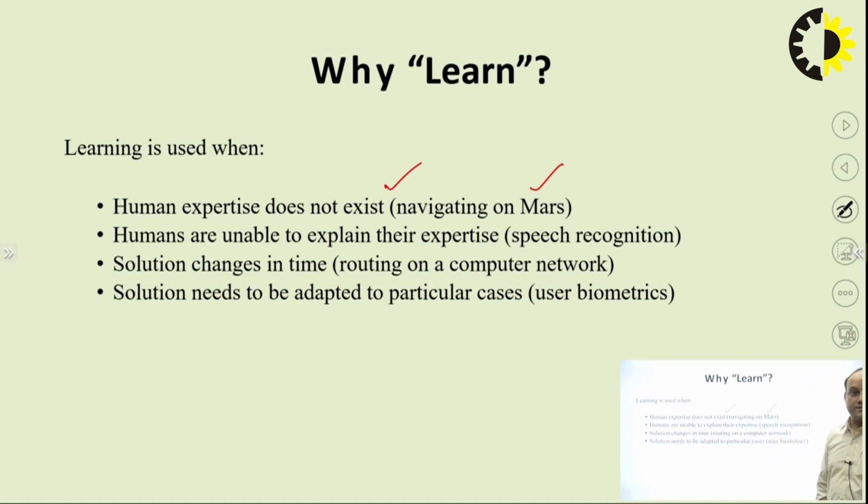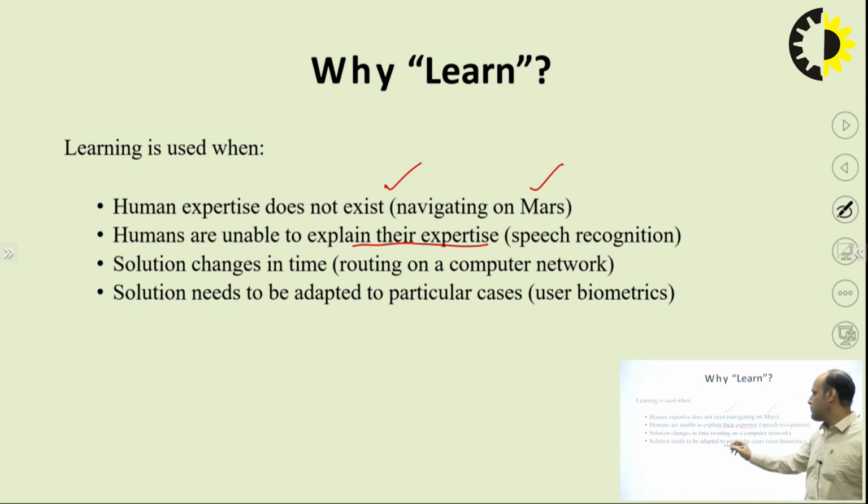Secondly, humans are unable to explain their expertise. For example, speech recognition is also important. We are living in a country where different castes and creeds exist, and people speak different languages. One can't be an expert in knowing all the languages. So here we need a machine which can translate all the languages. So we will teach a machine here.